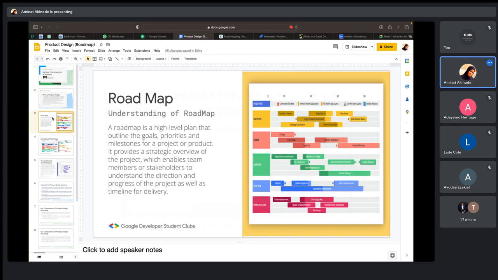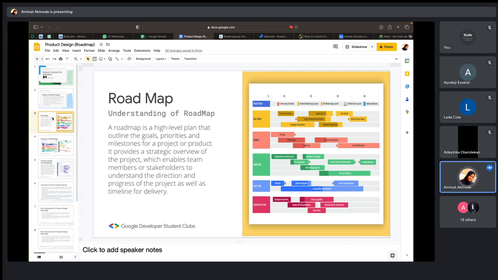So, roadmap. When we say roadmap in the design phase, we are talking about how we structure design to be able to achieve our products. We could say that we are trying to create a chart, a pie chart or a bar chart that illustrates whatever content we are trying to bring up. So the general understanding of roadmap here, I said a roadmap is a high level plan that outlines the goals, priorities, and milestones for a product or a project.